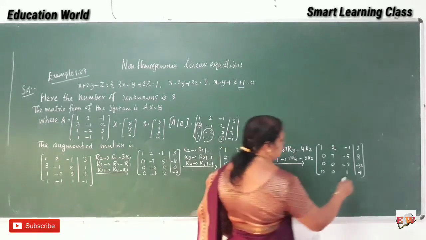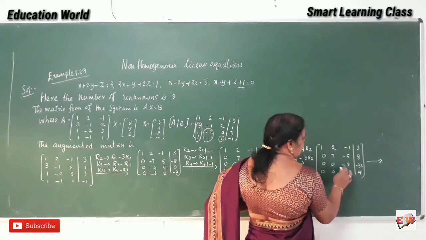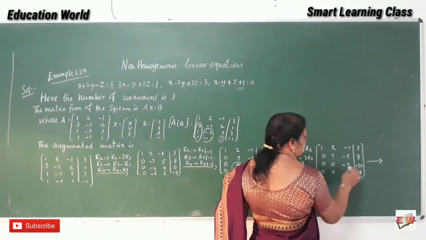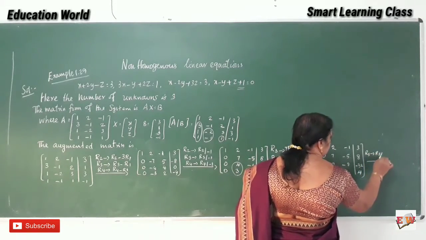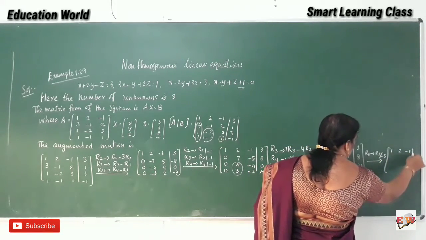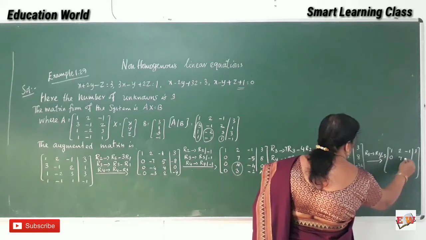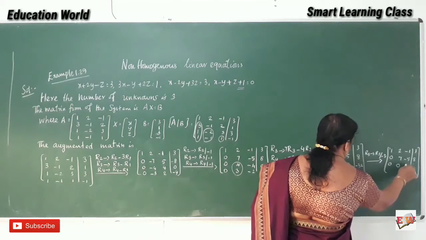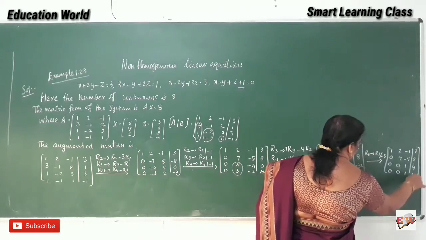Next, see here, if I divide this R3 by minus 8, we get 1, 2, minus 1, 3, 0, 7, minus 5, 8, 0, 0, 1, 4, 0, 0, 1, 4.